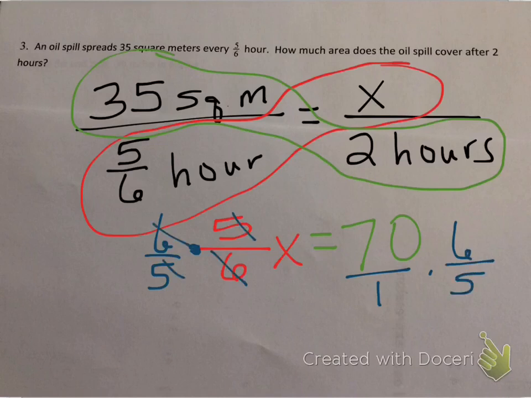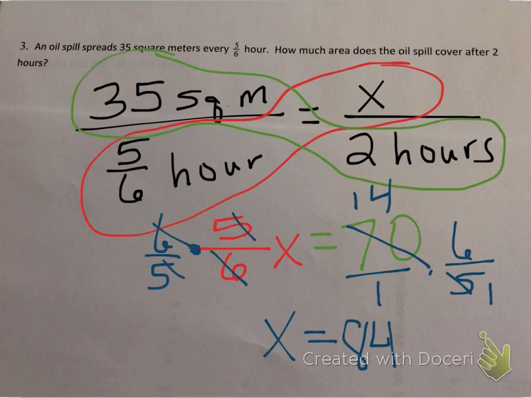And I could cross cancel that out. And I could do some cross canceling here. 5 divided by 5 is 1. 35 divided by 5 is 14. And then I could just multiply straight across. 14 times 6 is 84 over 1, or you could just, well, you should just leave it as 84. And I could label that square meters.